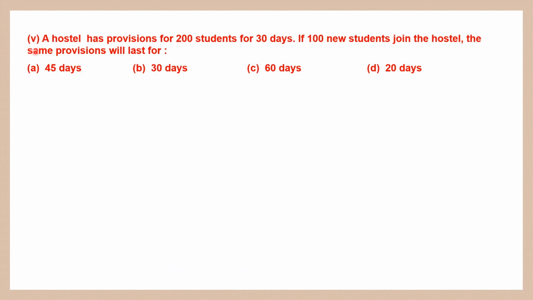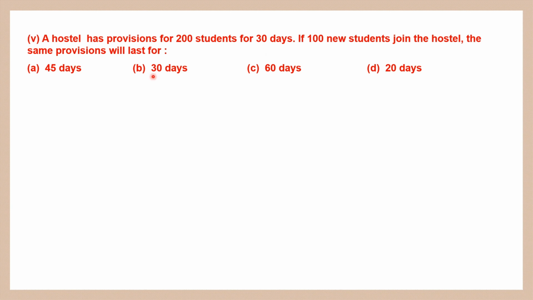Question 5. A hostel has provisions for 200 students for 30 days. If 100 new students join the hostel, the same provisions will last for how many days is the question. So when there are 200 students, whatever provisions they have, food, water, whatever they need, it will last for 30 days. But if 100 more students join, then the number becomes 300. So for 300 students, it will not last for 30 days. It will be less than 30, isn't it?